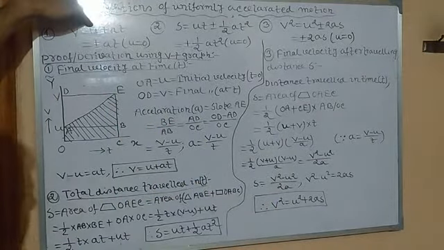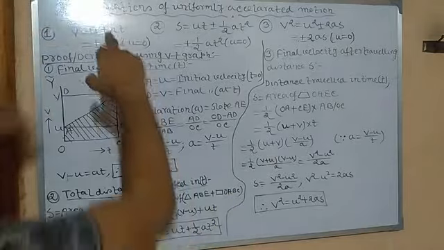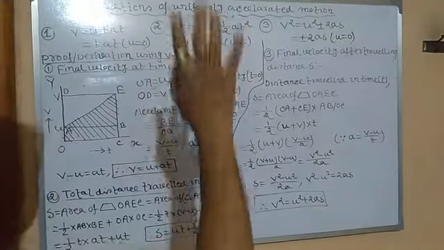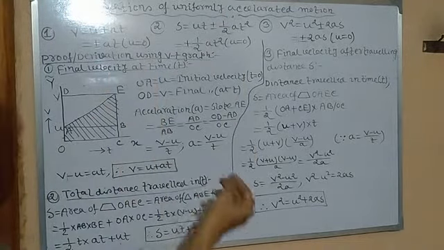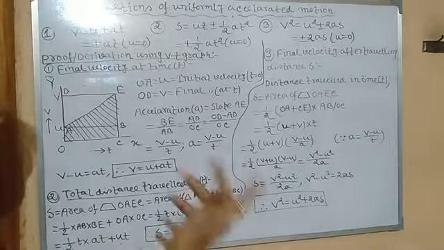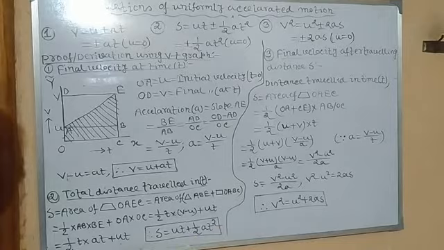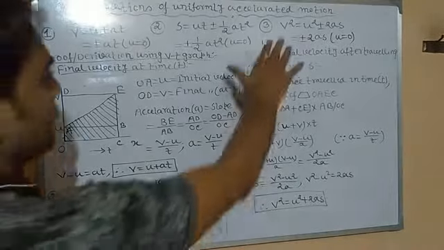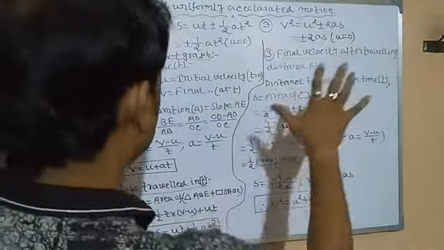Here u represents the initial velocity of the body, a is the uniform acceleration, t is the time, s is the distance traveled by the body with uniform acceleration after time t, and v is the final velocity. Clear?